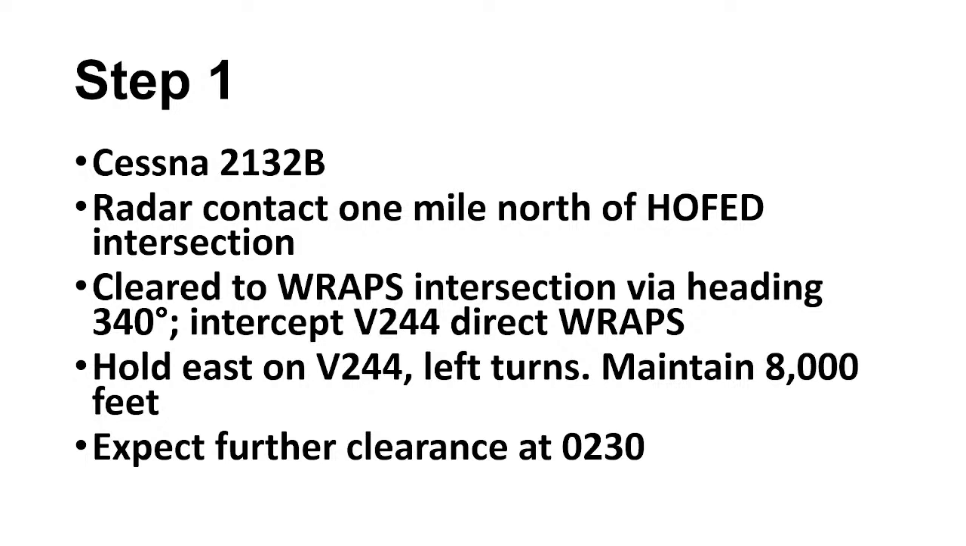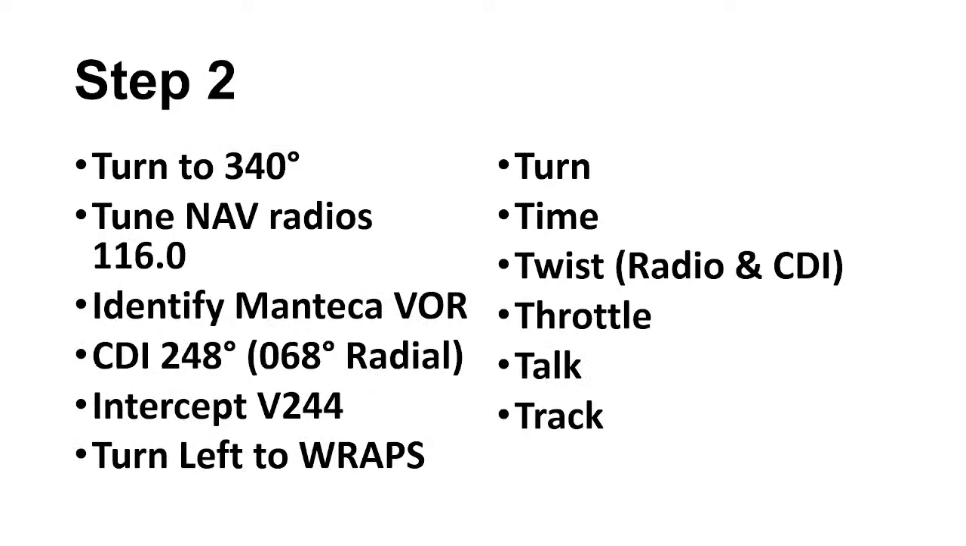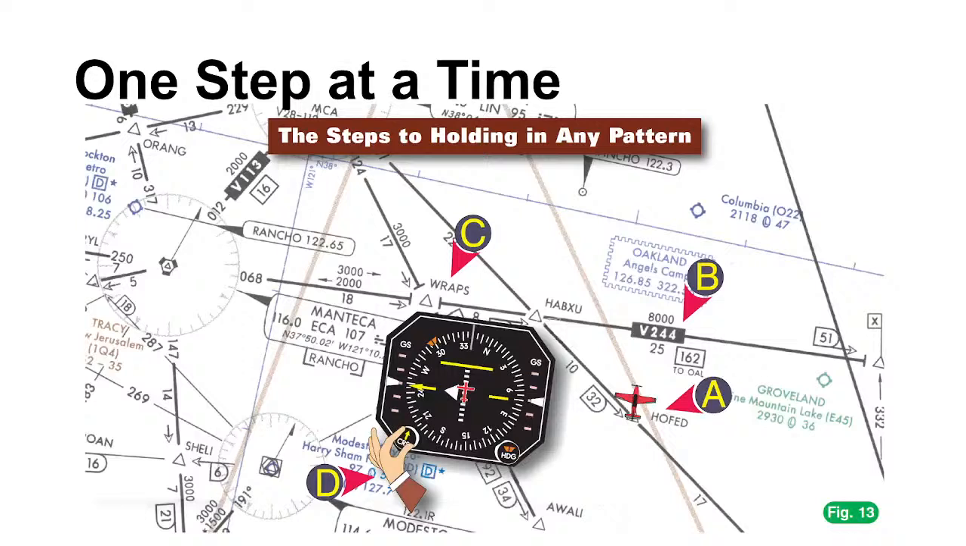So step one, you got called. All right. So step two, you're going to turn to 340 degrees. You're going to tune the nav radios, because we're going to need 116.0 in the nav radio, and we're going to identify the Morse code. So you're going to turn to 340, tune the nav radios, identify the VOR. Oh, there we go. I didn't put it in here. You're going to set the CDI to 248 degrees. You're going to intercept 244, and you're going to make a left turn and go to RAPS. All right. So, why is 244 off of your radial that you need to be on?